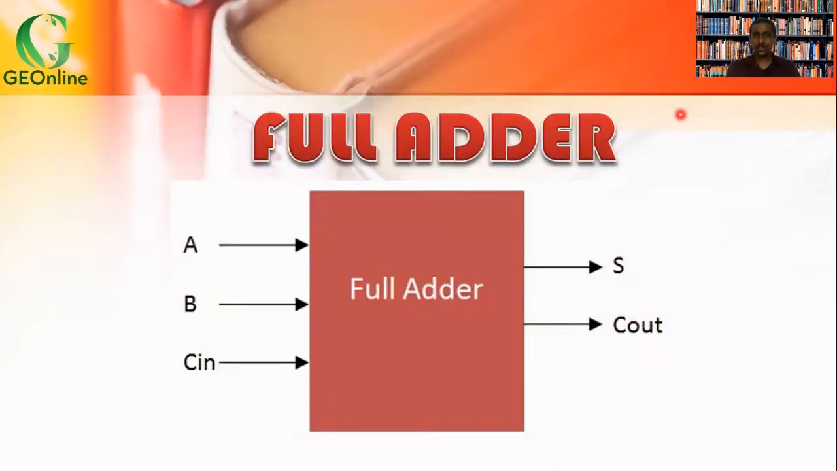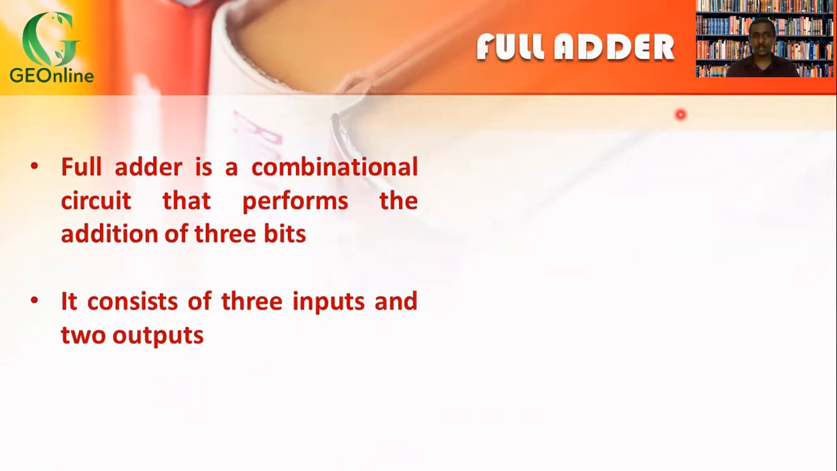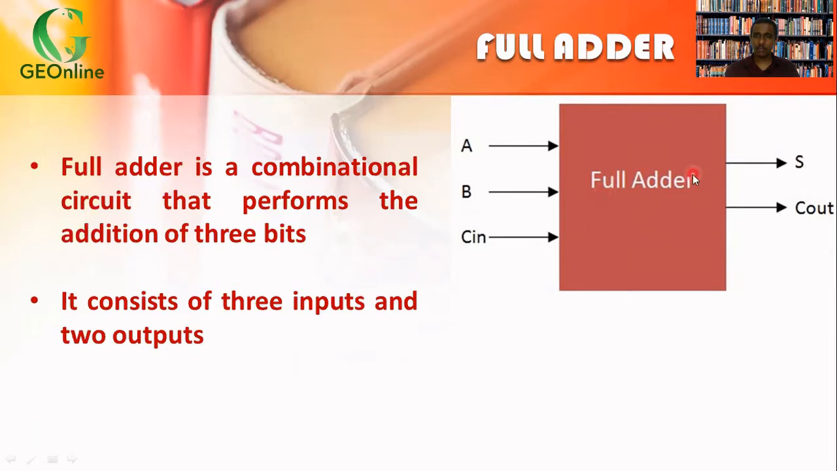So in continuation to our last class, today we are studying full adder. A full adder is a combinational circuit that performs the addition of 3 bits. Two inputs are the bits to be added and the third input is the carry from the previous position. This is the block diagram of the full adder, in which we have 2 inputs A and B, the third input C in, that is the carry from the previous position, and of course we have 2 outputs, sum S and carry C out.